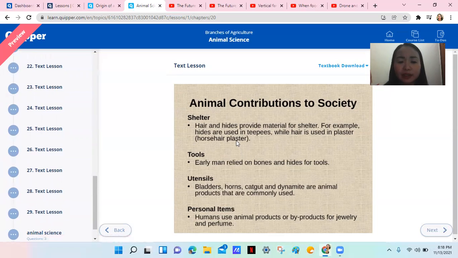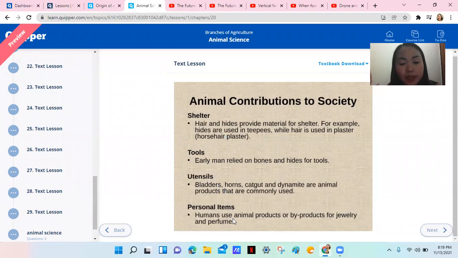And also for shelter, hair and hides provide material for shelter. For example, hides are used in teepees, while hair is used in plaster, horsehair plaster, and as tools. Early man relied on bones and hides for tools actually, for slicing, for cultivating the soils, and many more. And also for utensils, bladders, horns, catgut, and dynamite are animal products that are commonly used. For personal items as well, humans use animal products and byproducts for jewelry and perfume.